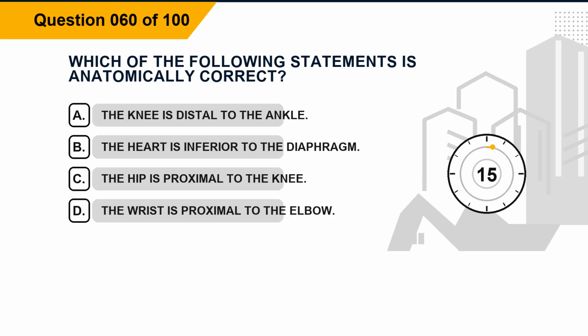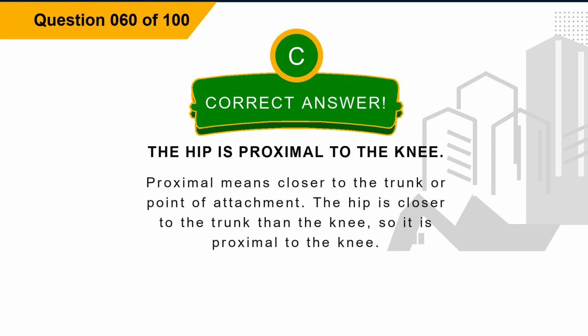Question 60. Which of the following statements is anatomically correct? Option A, the knee is distal to the ankle. Option B, the heart is inferior to the diaphragm. Option C, the hip is proximal to the knee. Option D, the wrist is proximal to the elbow. The correct answer is option C, the hip is proximal to the knee. Explanation: proximal means closer to the trunk or point of attachment. The hip is closer to the trunk than the knee, so it is proximal to the knee.